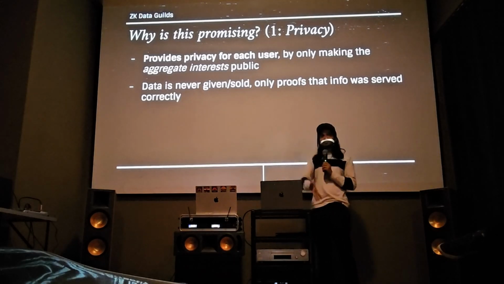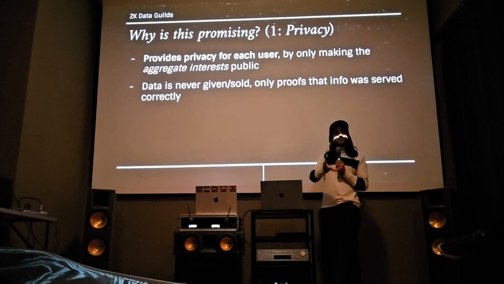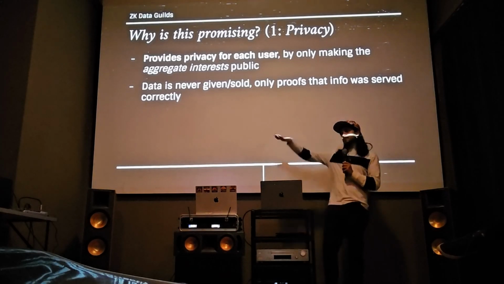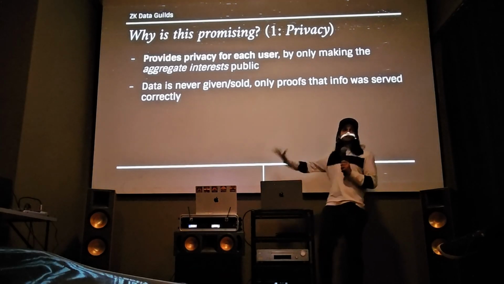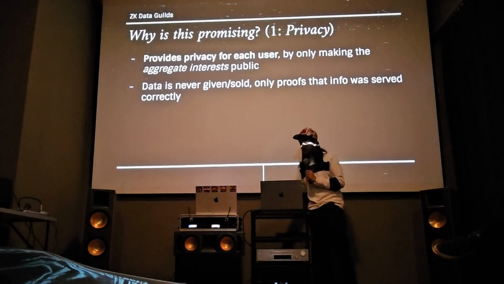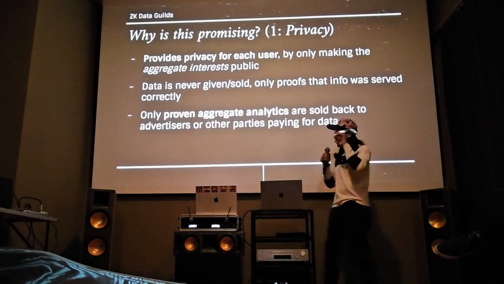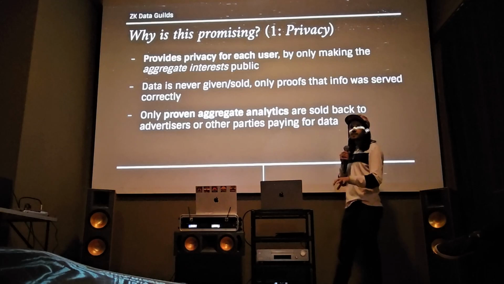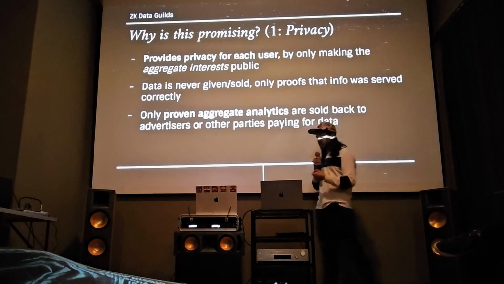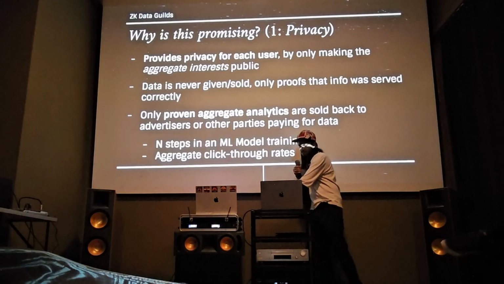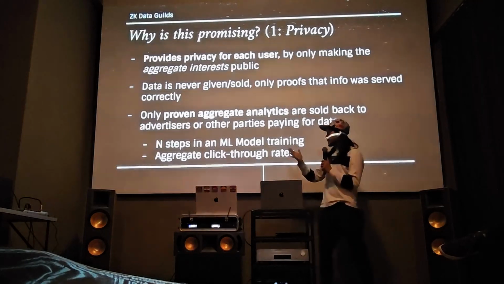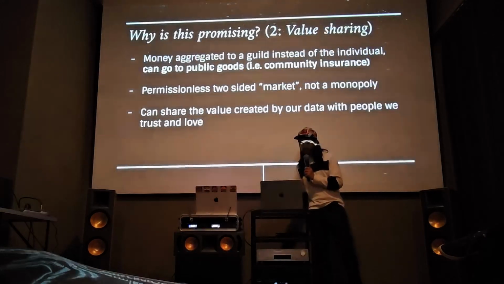If they want to show some service and they say, hey, this is the interest vector, we can say, oh, our interest vector, proven by this provenance data, shows that you in fact served the ad to 16 relevant people. And only aggregate analytics are ever given back to advertisers, which ends up protecting each individual's privacy and data. You could do the ML training, or you could show the aggregate statistics.